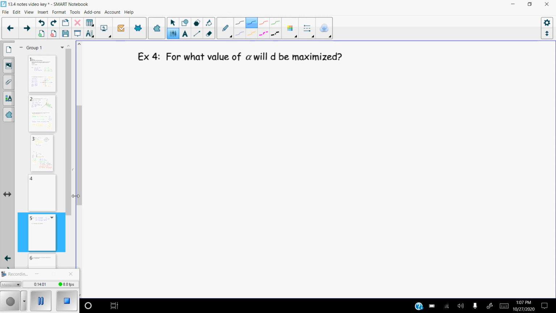So for what value of alpha will d be maximized? Well, let's see. x of t is going to be our horizontal distance. And when we are talking about maximizing our horizontal distance of some kind of a projectile, which I will sketch on here for a second, we want the y value to be 0 because we want to figure out when it comes back down to the ground.